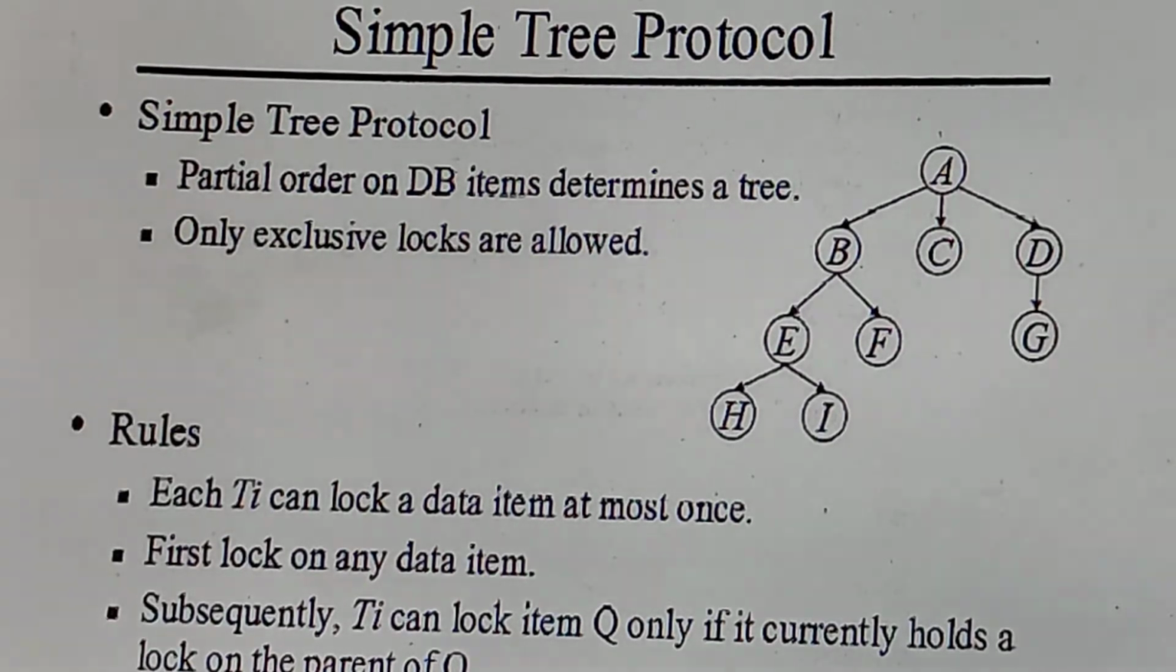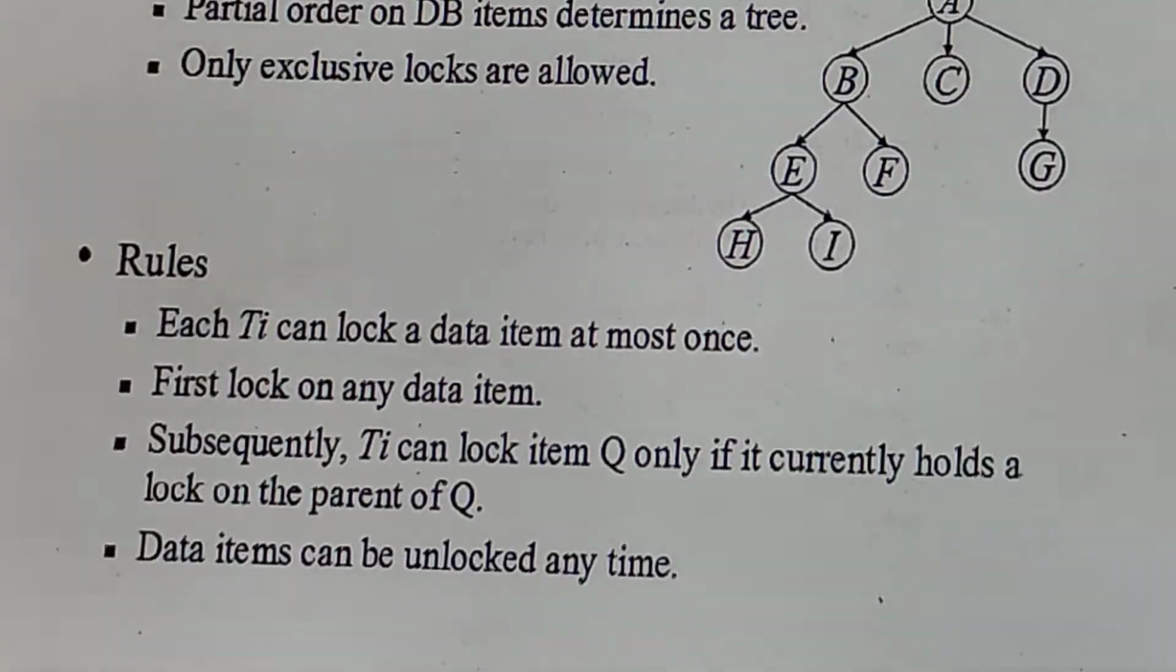So the rules to access the data item are that each transaction Ti can lock a data item at most once. If suppose a transaction T1 has locked data item A and then unlocked it, it cannot lock the data item A again. One item can be accessed or locked by each transaction at most once, right? So first, any data item is locked. Subsequently, the transaction will keep on locking the data items whatever they want.